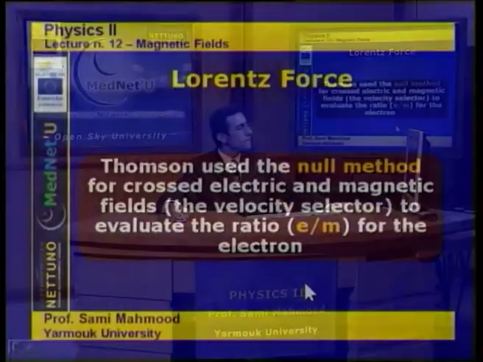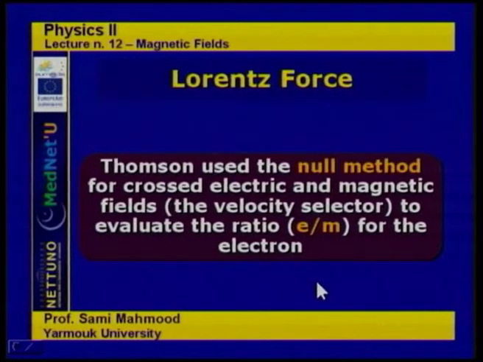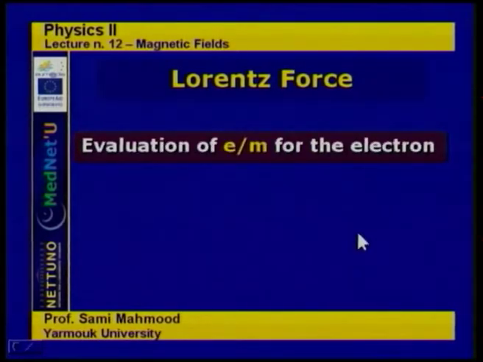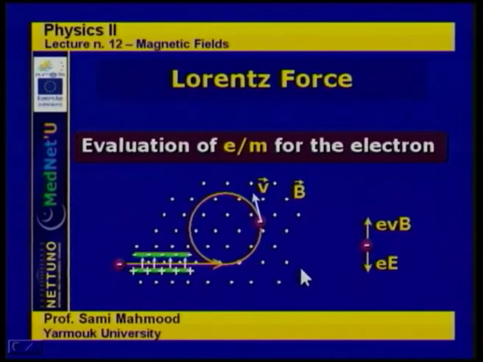Thomson used the null method for crossed electric and magnetic fields. The device which uses this null method is called the velocity selector, to evaluate the ratio e over m for the electron. And the principle of this experiment by which e over m was determined is the following. We have this device which is called the velocity selector.